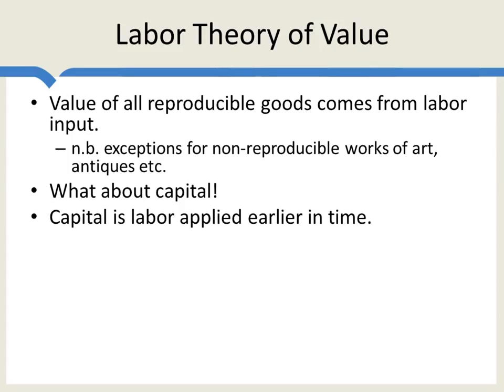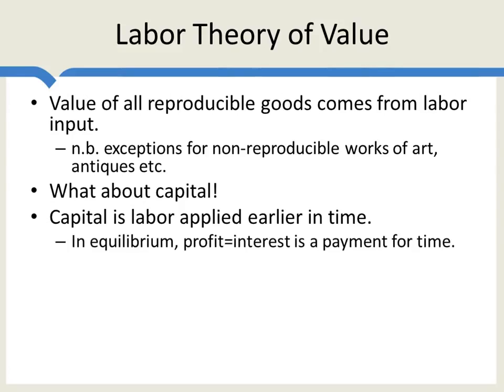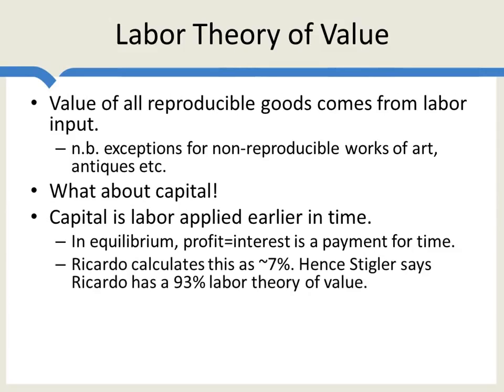It's simply labor which was applied earlier in time. Now, they did allow for an interest payment. So what they argued was that in equilibrium, profit, the return to capital, was really interest and really just a payment for time. So the payment for capital really could be boiled down to two things: the labor which was in the capital, and the fact that that labor was paid earlier in time gave rise to an interest payment.